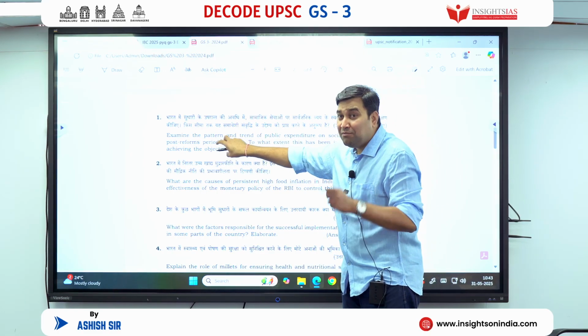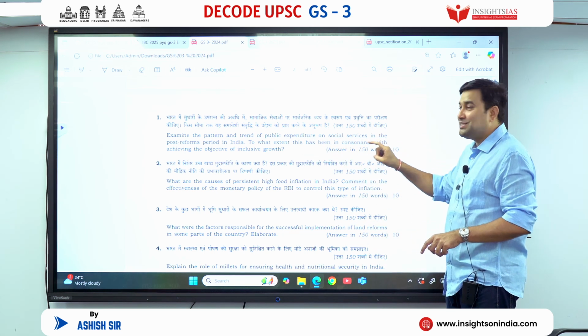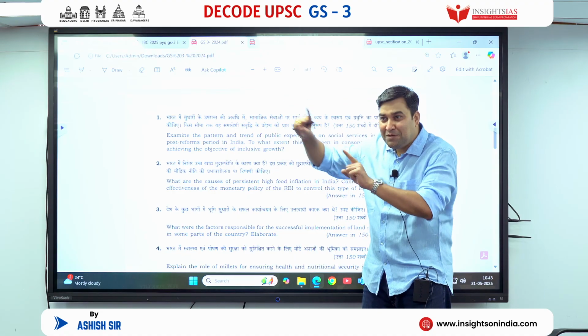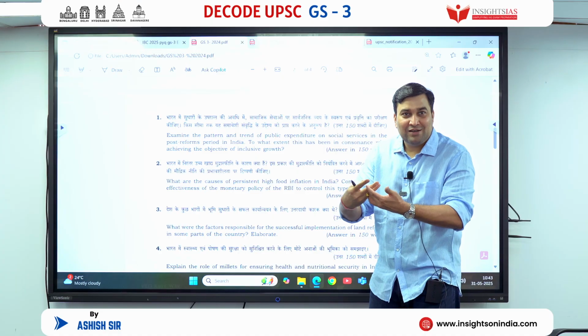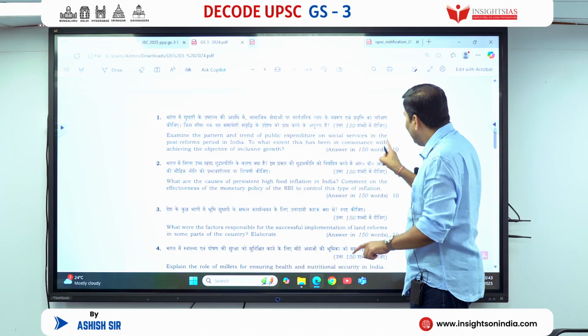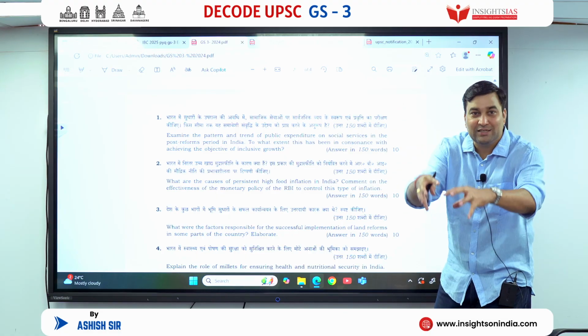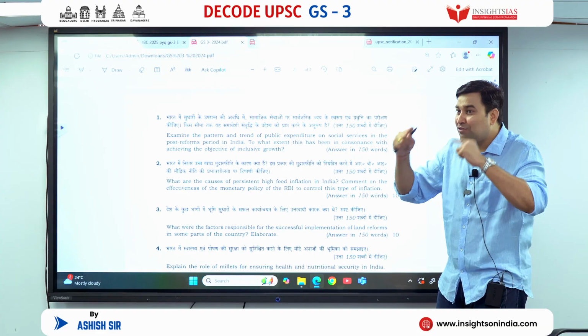Trend and pattern both are on what? Public expenditure on what? Social services in what? Post-reforms period. Again LPG plus this plus inclusive growth, all three together are in one question. In that limited time, 10 markers, 150 words, 7.2 minutes, you have to bring all that onto the paper. For that, you should already have content and have done a lot of brainstorming.